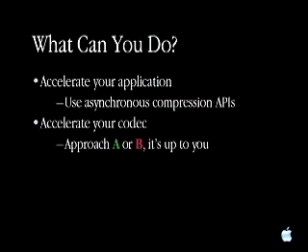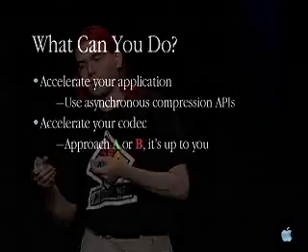So among the developers here, some of you are probably writing applications. Those of you who are, the thing you can do on multiprocessor Macintoshes is call QuickTime using the asynchronous compression APIs instead of synchronous ones. If you're a codec author, then you might want to accelerate your codec to take advantage of multiprocessor machines, using either approach A or approach B. It's up to you. Let's have a look at these asynchronous compression APIs first.